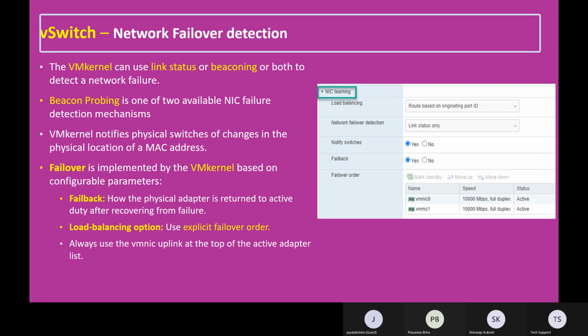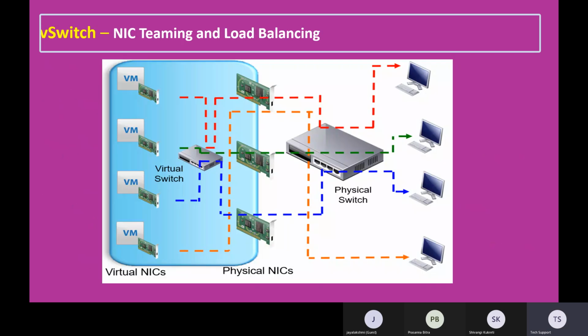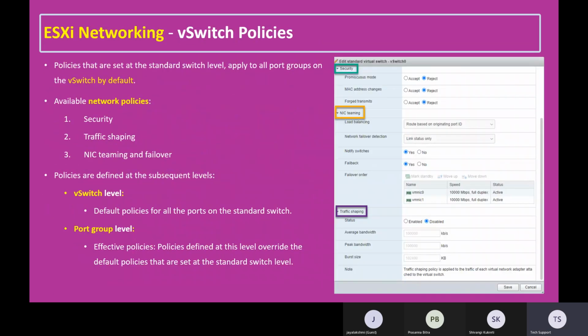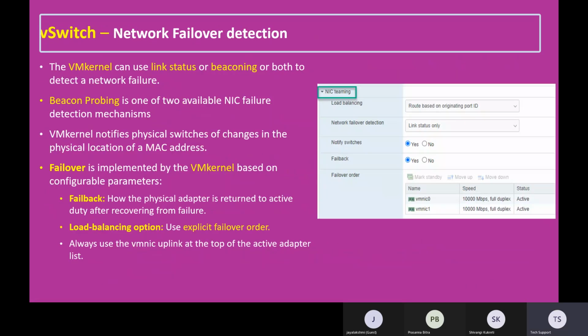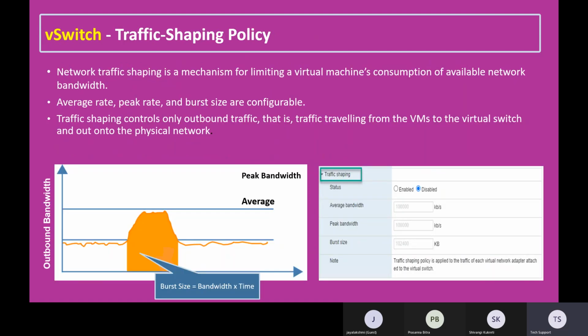Now we'll talk about another vSwitch policy. Until now we discussed two vSwitch policies, which are security and NIC teaming. Now we are going to discuss traffic shaping. Let's go to the traffic shaping slide. Yeah, this is the traffic shaping policy, and it is also pretty simple.